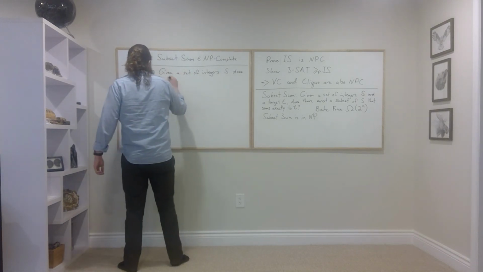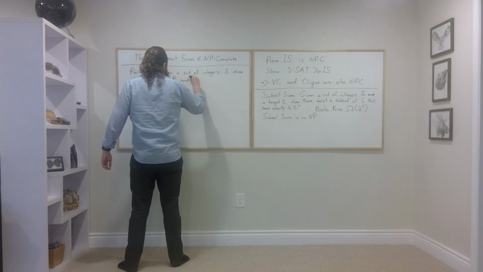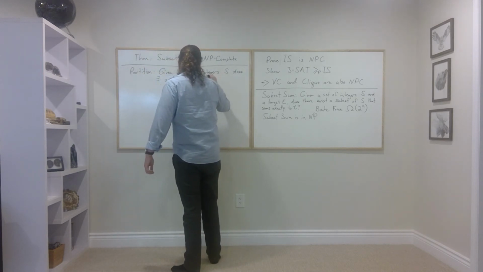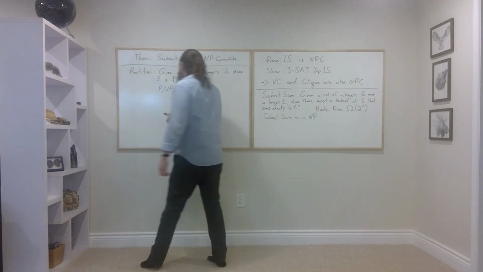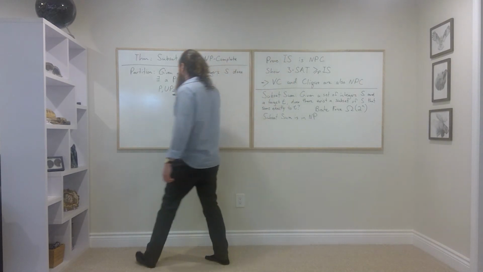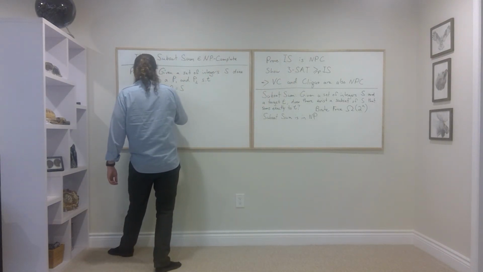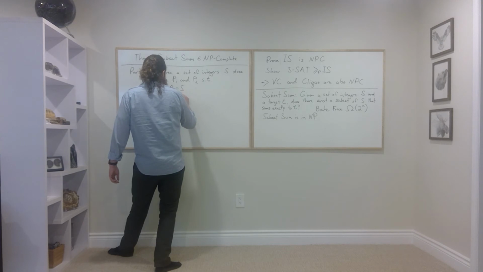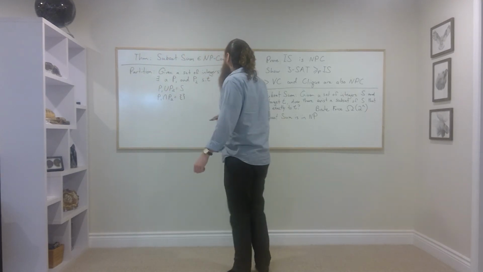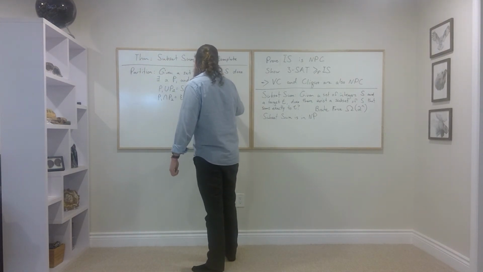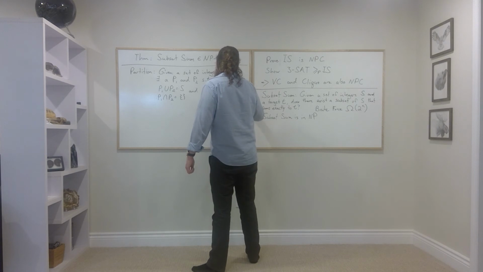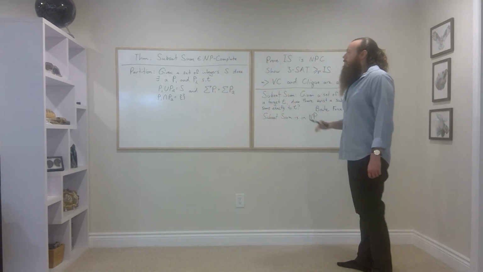So given a set of integers S, does there exist a P1 and P2 such that the union equals S, the intersection equals the empty set, and here's the important part, the sum of all the numbers in P1 equals the sum of all the numbers in P2. So that's the mathematical definition.